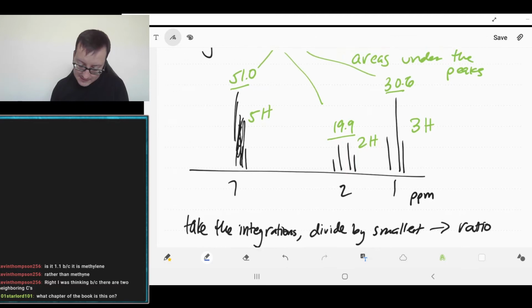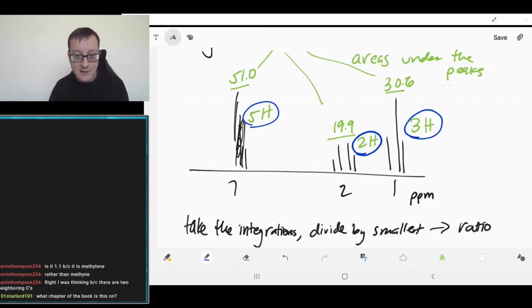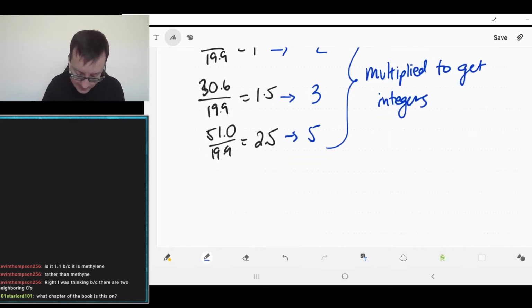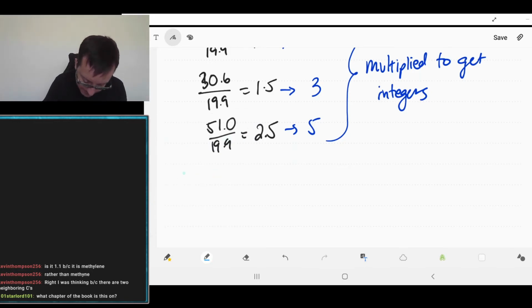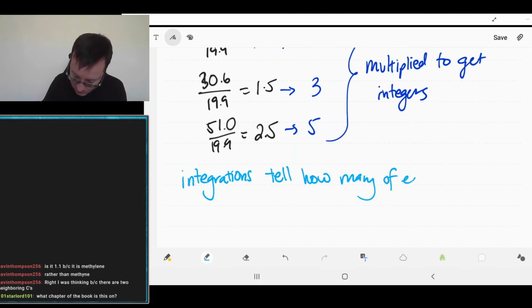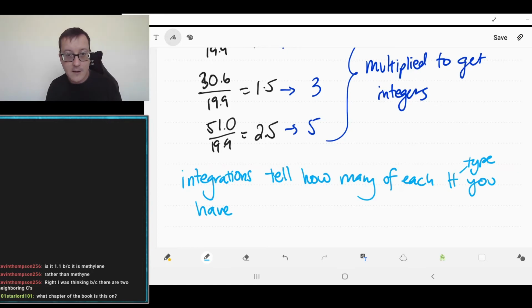So what this tells us is this quartet at 2 ppm has 2 hydrogens that make up that quartet. So there are 2 hydrogens that gave this signal. There are 3 hydrogens that gave that signal, and there are 5 hydrogens that gave that mess of a signal due to the anisotropy there. So the integrations tell you how many of each hydrogen type you have.